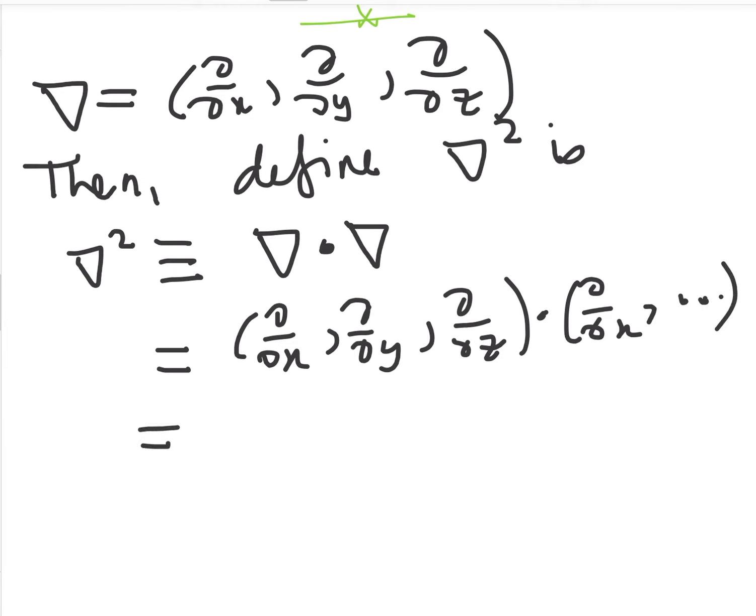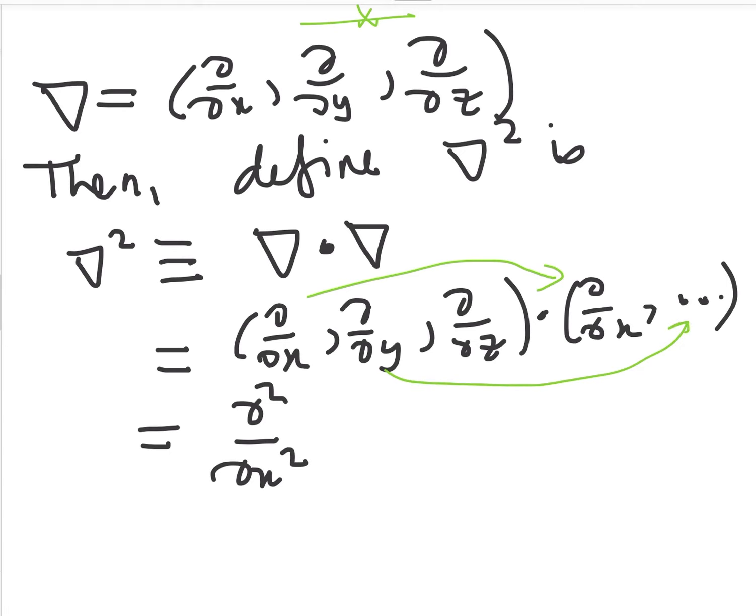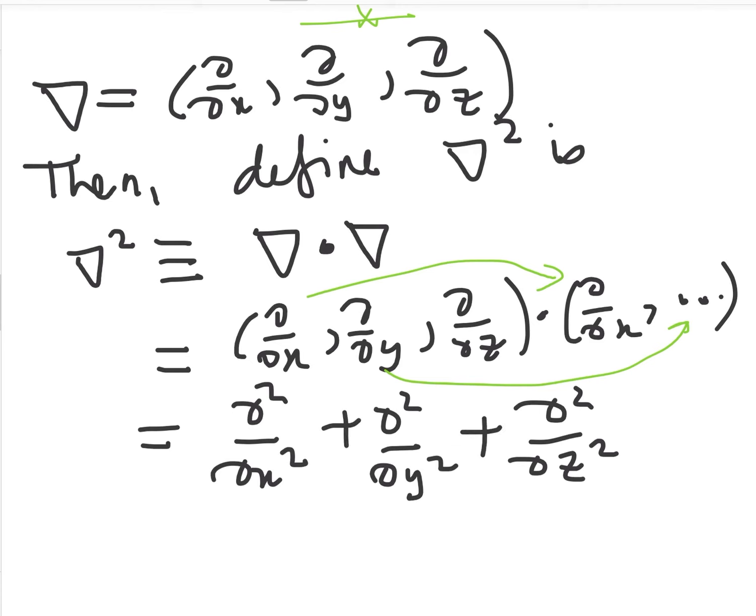And if you work that out, it's d dx on d dx, you get d2 by dx squared, d dy on d dy, you get d2 by dy squared, and similarly d2 by dz squared. Remember, this is an operator, and these three things are added. So there's del squared. The del squared operator is an operator that would operate on a scalar function to give you a scalar.